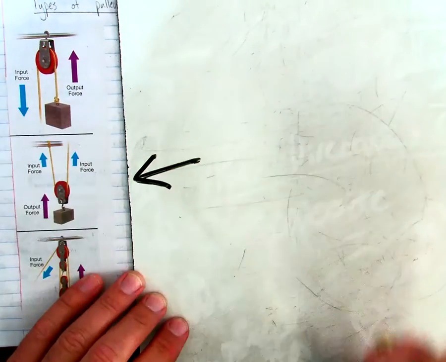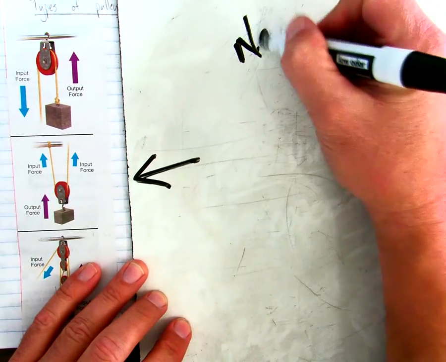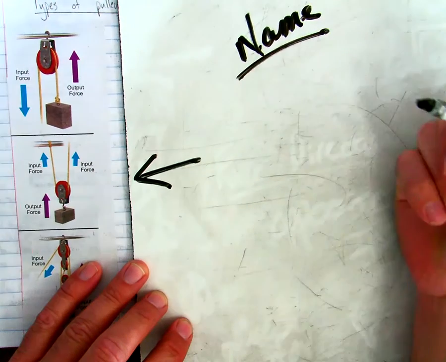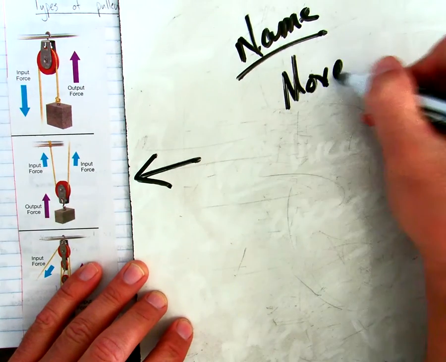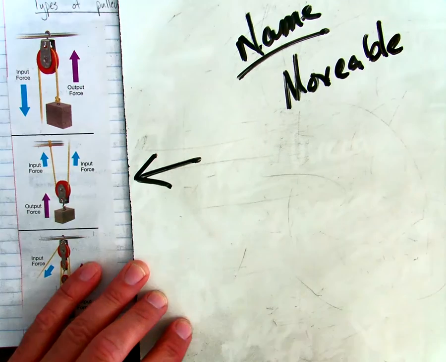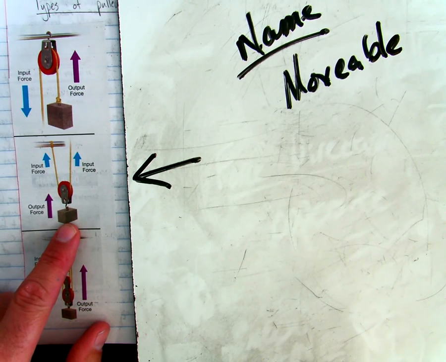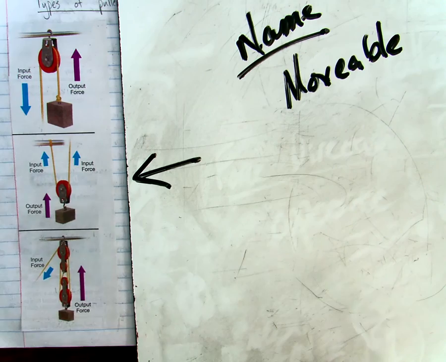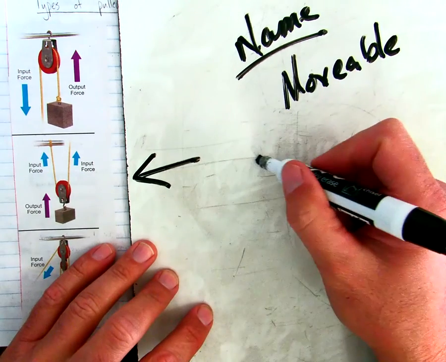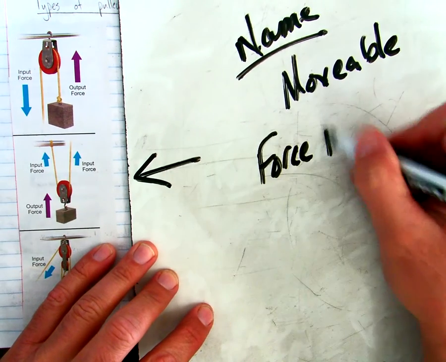What's the name of this one here? Let's see who else was paying attention. This is a movable pulley. How do we know it's movable? Because it is attached to the object and the object moves. So that's how we know. What do we know about force direction?